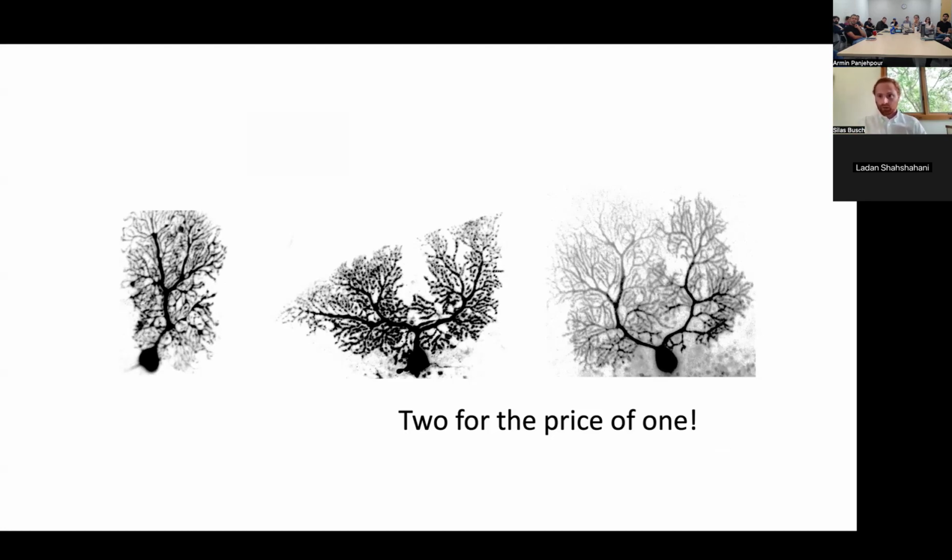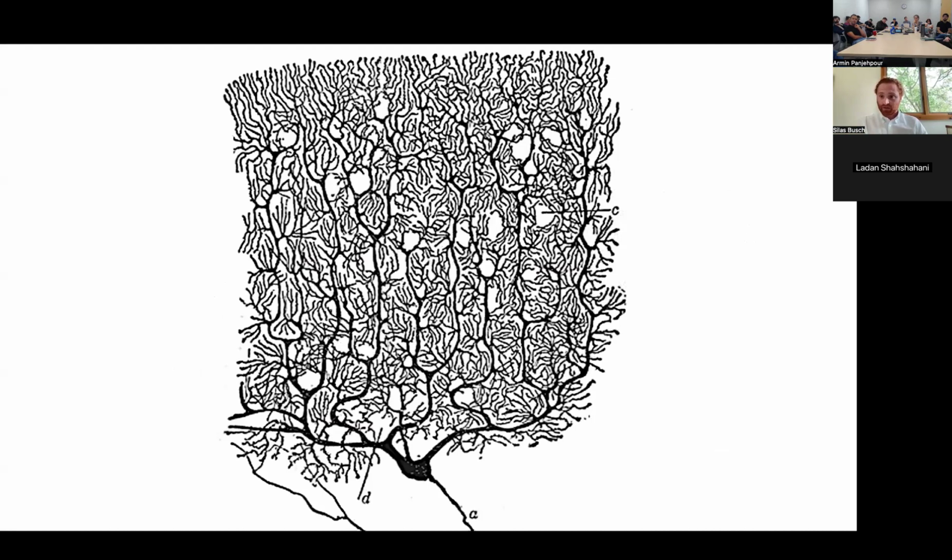So this led us to wonder, well, what can this two for the price of one buy us? And in particular, what can it buy a human when your dendritic structure looks like this? And again, we still are not quite sure whether this is true to the actual structure of a human Purkinje cell. Somewhat surprisingly, not a lot of work has been done in the human to elaborate what their dendritic structure looks like.